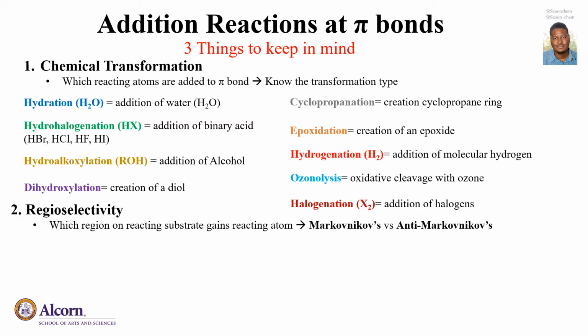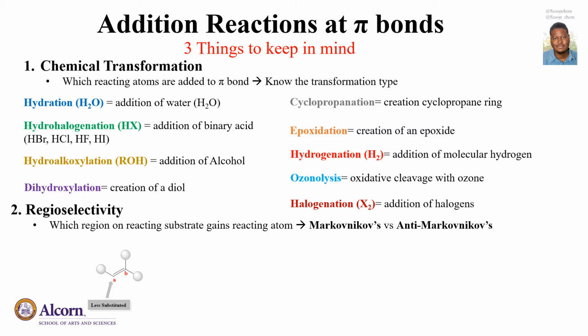Second, we need to think about the regioselectivity. Which region on the double bond or triple bond is gaining certain atoms. We call this discussion of regioselectivity either undergoing a Markovnikov addition or an anti-Markovnikov addition. So let's talk about that in detail. If we take this alkene, we're going to label the two carbons at the alkene, letter A and letter B.